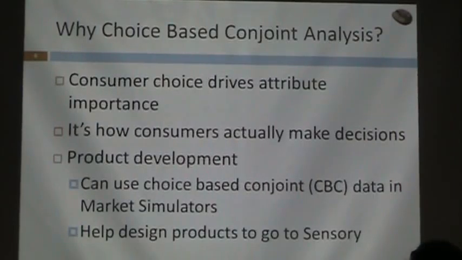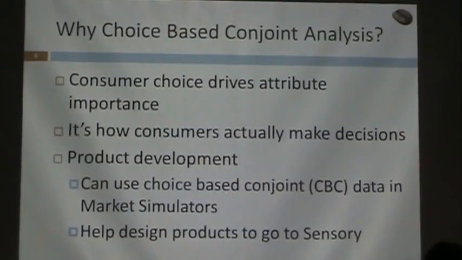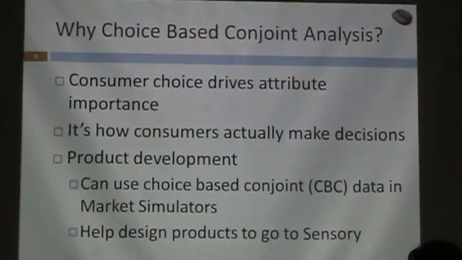It's very useful in product development. So you can use this in something called a market simulator. So what you get out is a value for each of these different levels. And you can actually take the different levels and put them together in a new product. You can run it through a market simulator, and the market simulator will tell you what percentage of the consumers in your survey would actually want to buy that one or choose that one.